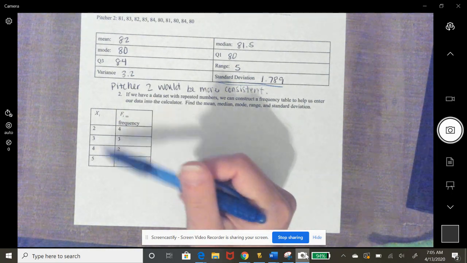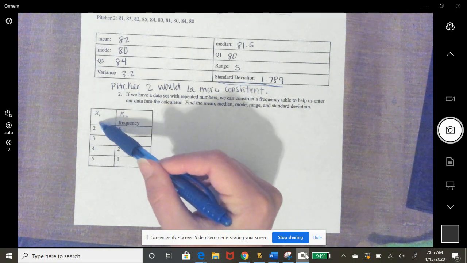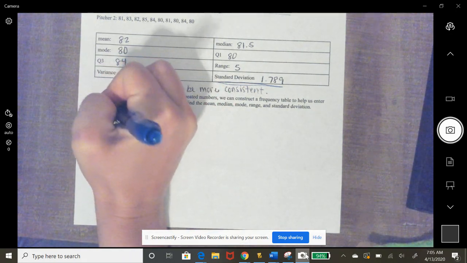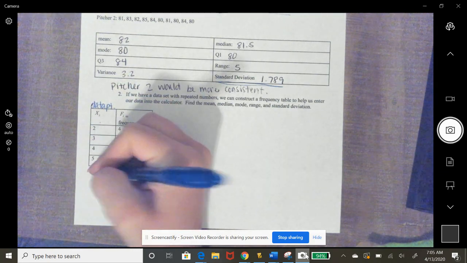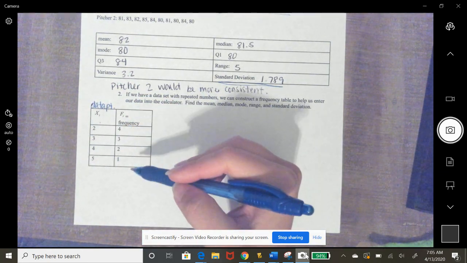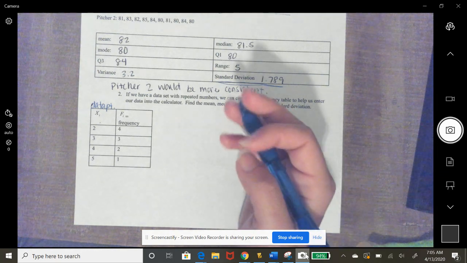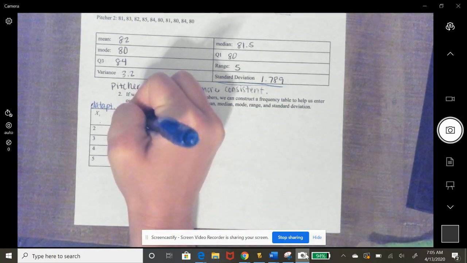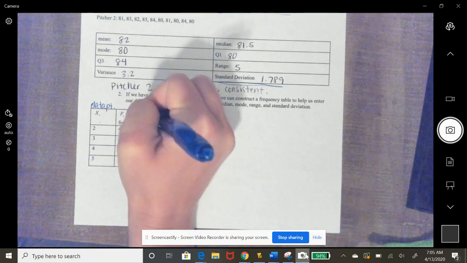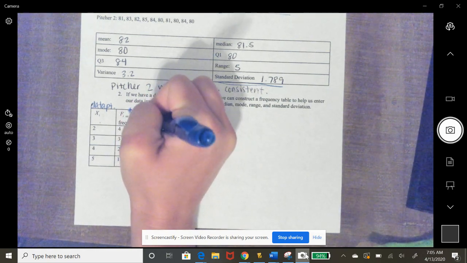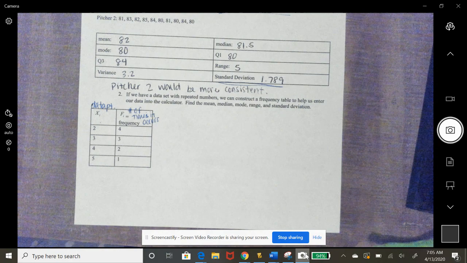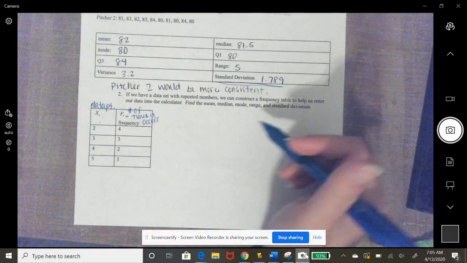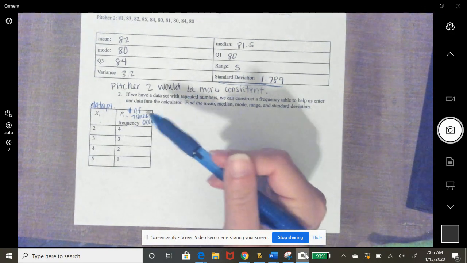Okay, so this first column right here where it says X sub i, that's your data point. Okay, so these are the actual numbers in your data set. Frequency is how many times that number occurs. Okay, so number of times it occurs. So if you have the same numbers happening over and over again, it makes it easier to put it in a frequency table instead of listing it out, or in a dot plot, which is pretty much a frequency table as well.